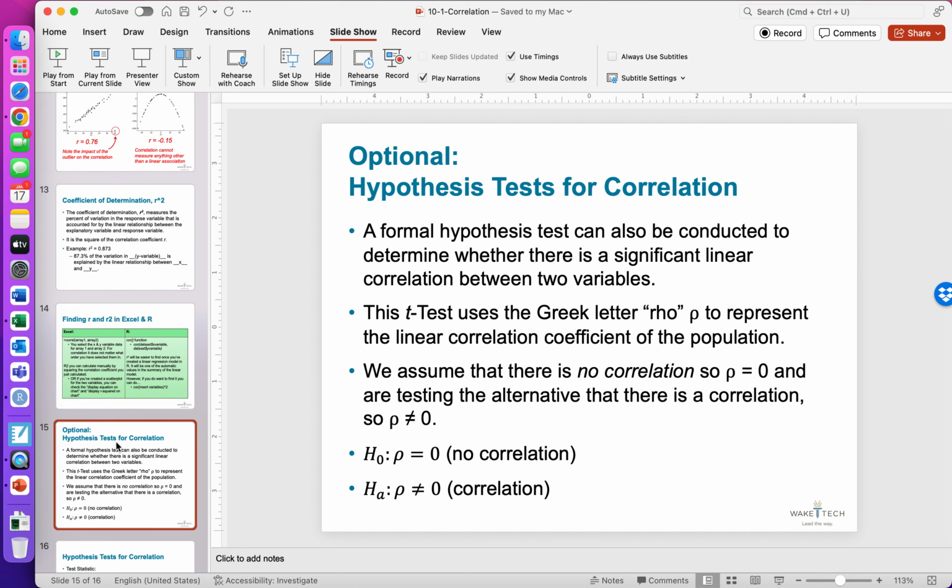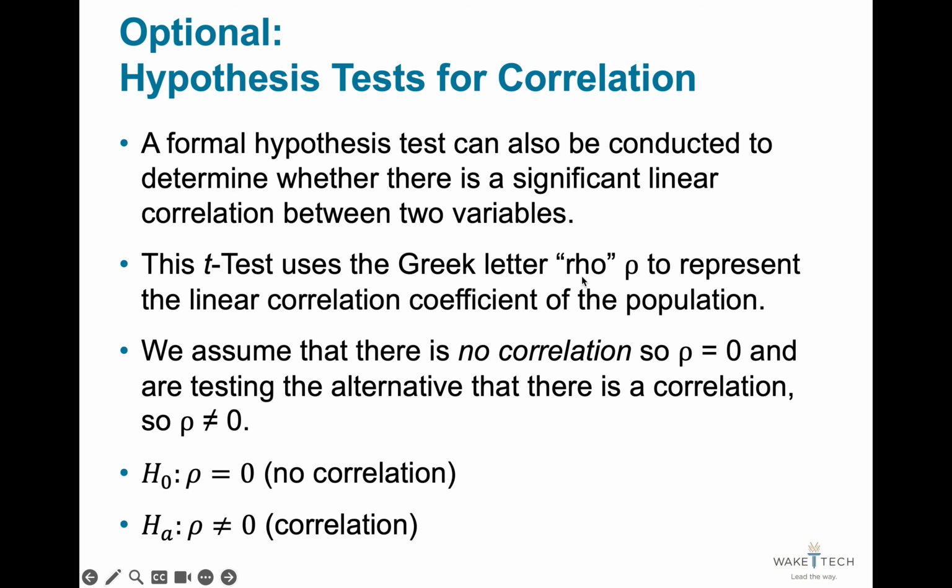Now, optionally, we can also talk about a hypothesis test for correlation. This is a formal hypothesis test that can be conducted for our correlation between the two variables. This uses the Greek letter rho. This is what it looks like. It looks like a little p, and that's representing the linear correlation coefficient for the population. Remember, for our hypothesis tests, the parameter is typically represented by some Greek letter, like mu for our mean. Here we have rho for the correlation coefficient.